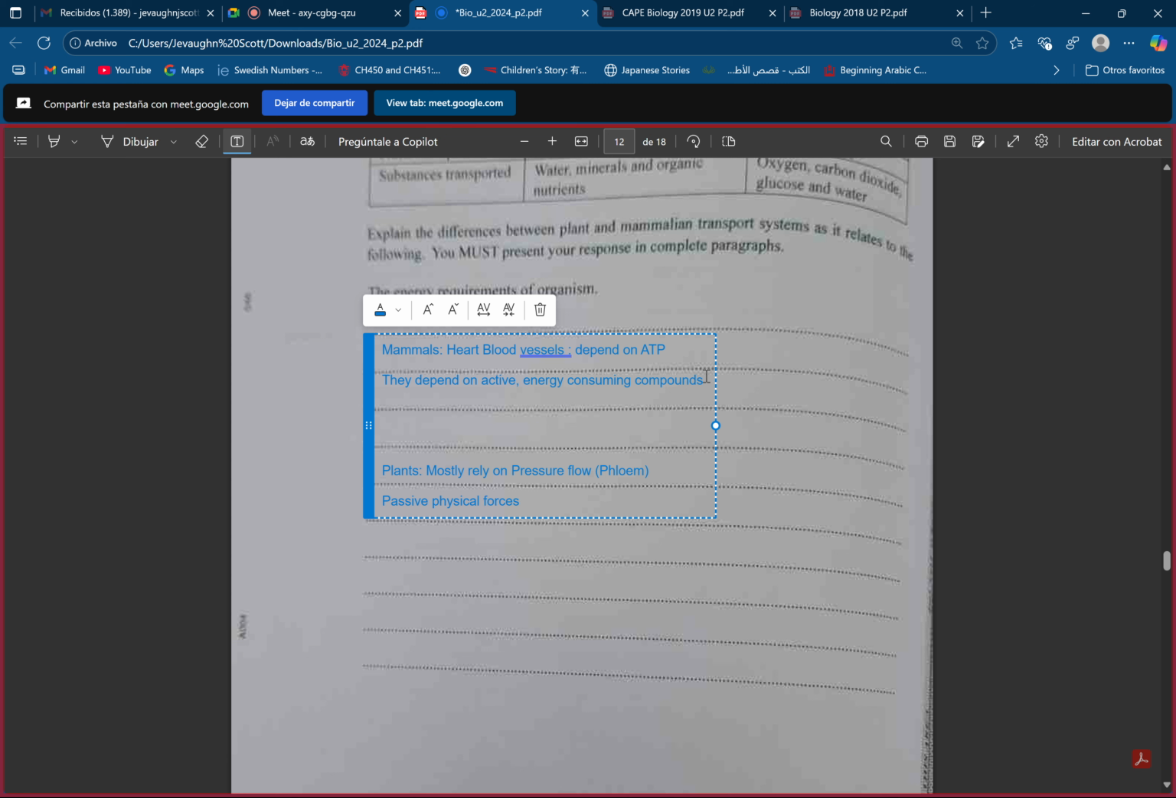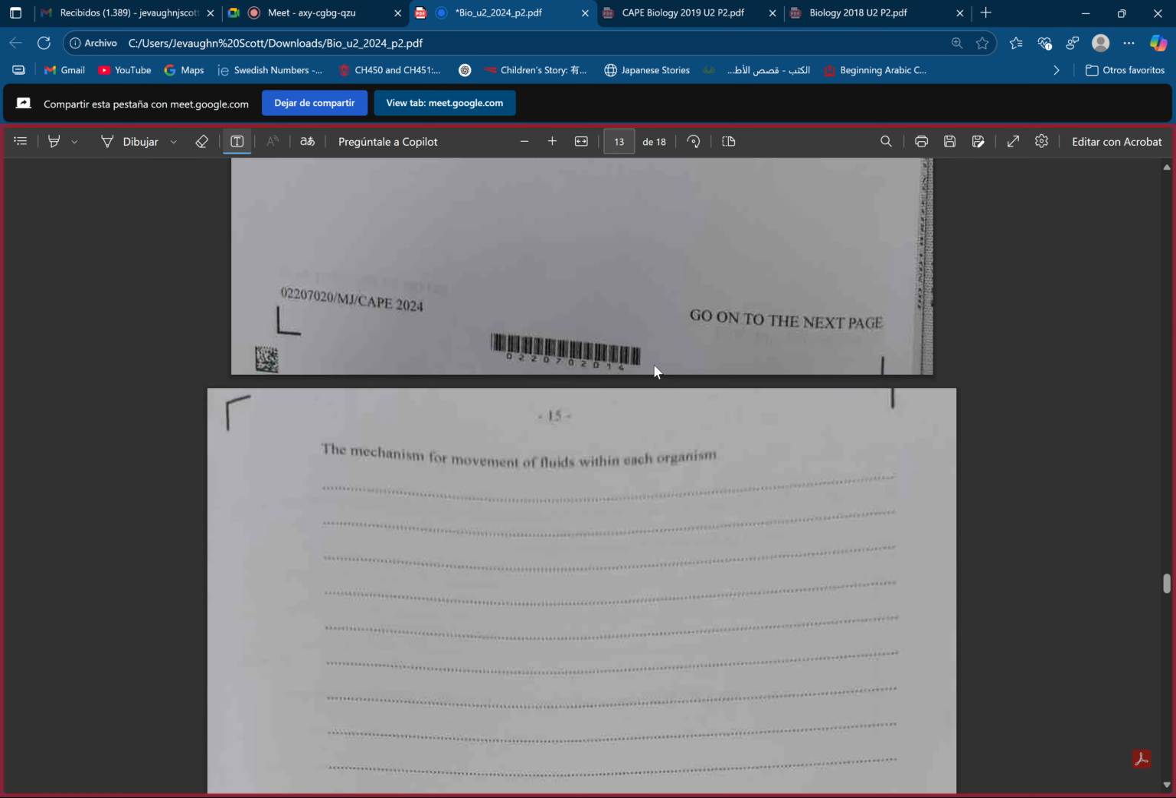forces for the xylem. These passive physical forces are your osmotic pressure, your turgor pressure, your capillarity, your cohesion, your adhesion. They don't need to consume ATP, while your arteries and your veins would need to consume these things. So they don't require that. As it relates to the mechanism for the movement of fluids, what are the key differences there?